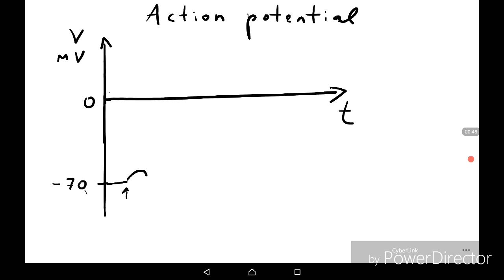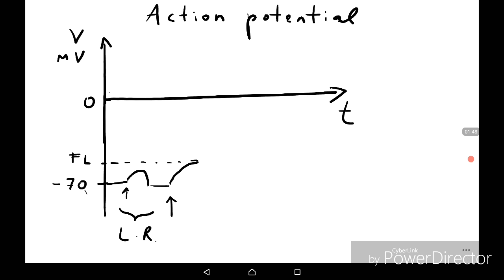We have the increase of the potential due to the entry of sodium ions into the cell. We call this potential the local response. This slight increase of potential, if the stimulation reaches the threshold, will reach the firing level, or the critical level of depolarization. So here, about minus 50, minus 55 millivolts, we indicate the firing level, or critical level of depolarization.